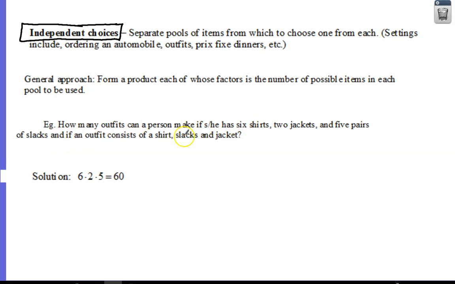So I kind of did the same one that I was talking about here. How many outfits can a person make if he or she has 6 shirts, 2 jackets, and 5 pairs of slacks? If you have just independent choices, you literally take the number you have in each independent choice and you multiply them together. So for shirts, I have 6 choices, times jackets, I have 2 choices, times slacks, I have 5 choices. And so I end up with 60 different totals. They're considered independent because what I choose for a shirt doesn't affect what I choose for the jacket or slacks. That's independent choices. Okay.